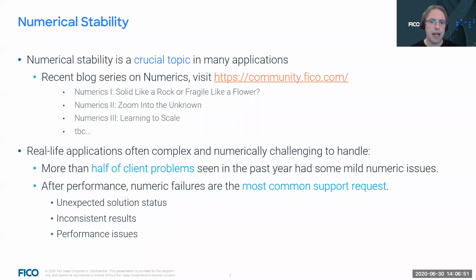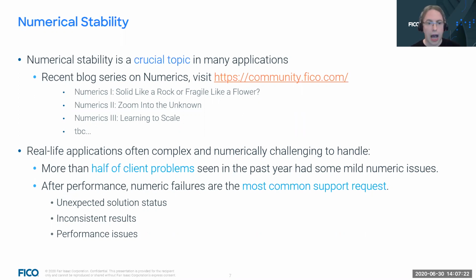Real-life applications are often very complex, as you know, and they are also often at least somewhat numerically challenging to handle. So how can we see this? About half of the client problems that we have seen in 2019 had at least some mild numeric issues. Doesn't mean that there were big failures, but that we could measure that numerics play a role in solving these models and that we have to be careful with them.